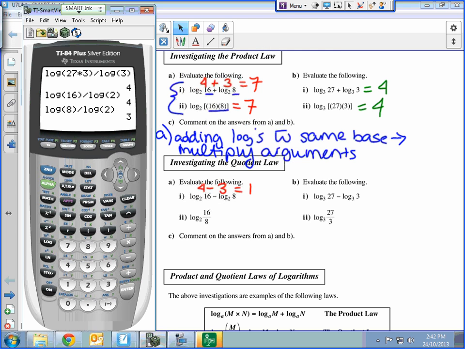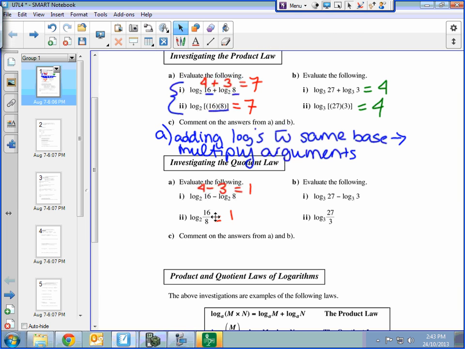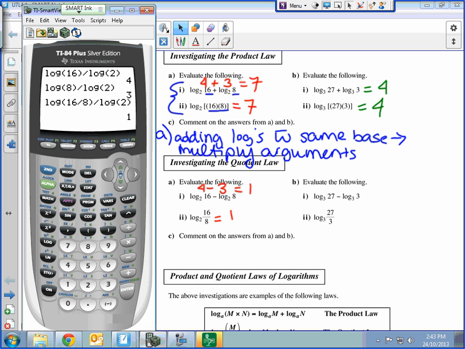You could put it all on your calculator if you wanted to. And then I'm going to go log of 16 divided by 8, which is just what? 16 divided by 8 is just 2. You could have put 2 in that as well. Divided by log of 2. And this is going to be 1. Okay, you guys tell me the answer of part B. So go log of 27 divided by log of 3, subtract log of 3 divided by log of 3. Give me an answer. And then go log of 27 divided by 3 divided by log of 3.